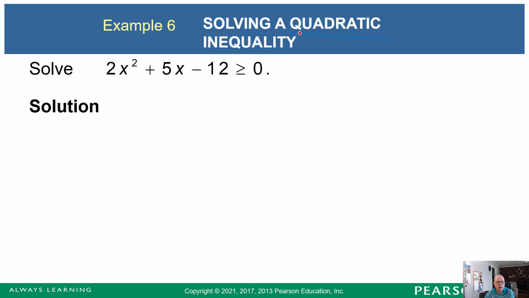Up here, we're talking about a quadratic inequality. And with the other quadratics we used in the past, we need a 0 there. So if this were 2x squared plus 5x greater than or equal to 12, you'd subtract the 12 from both sides. So you get the 0 there. That 0 is going to keep us happy.